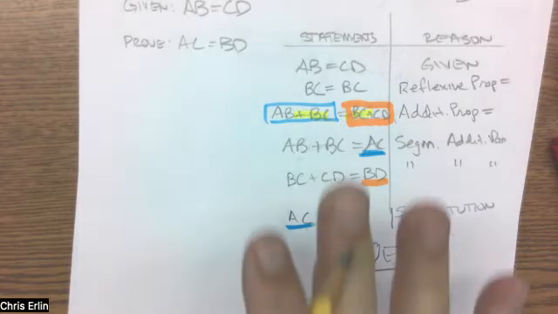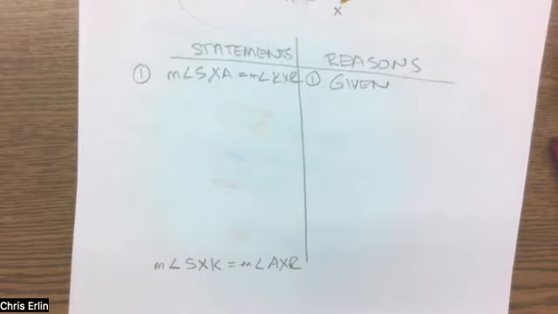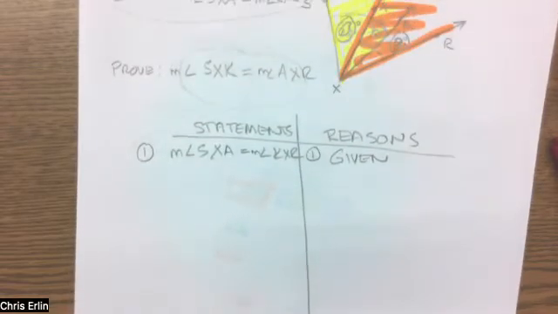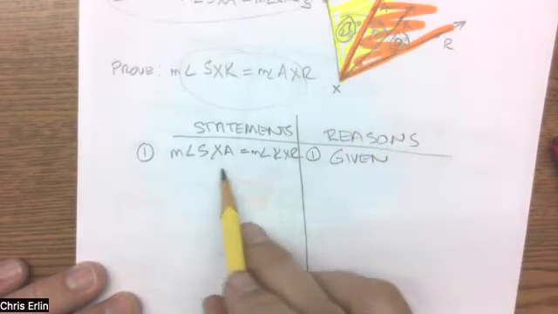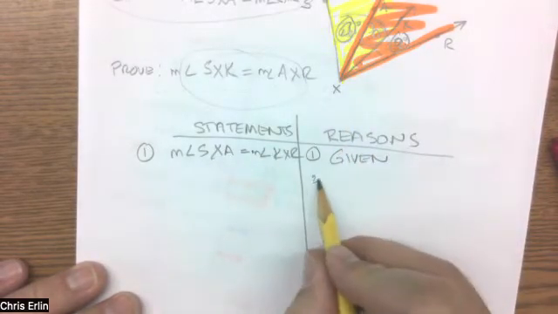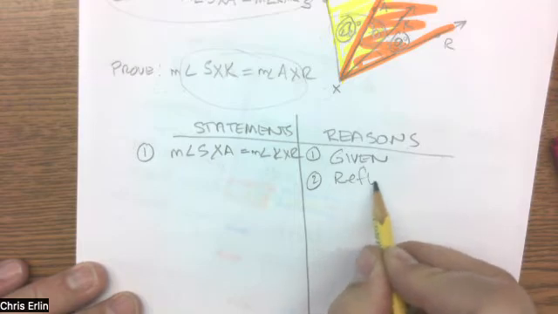Now, could we do the same thing for the angles? It's the same proof, isn't it? It's just that instead of segments, you're doing angles. So we start with these outer parts are the same. And then we're going to do a reflexive. What's the reflexive going to be?